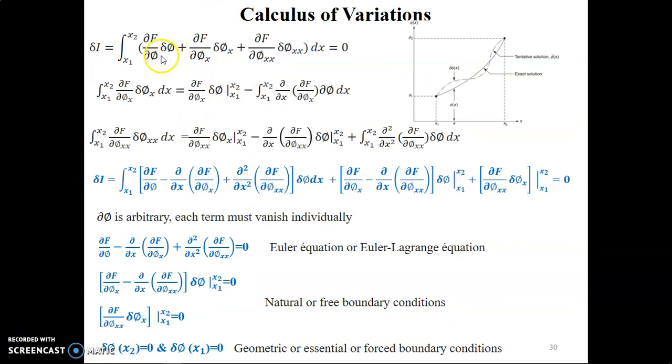As of now, we have simplified the second and the third term in this integral. The first term is already in its simplified form, the second term has been derived in the previous slide as this expression, and the third term we have obtained like this expression. Now we will be combining the values of the second and third term into this integral. After putting these values into this equation, we will be segregating the different terms.